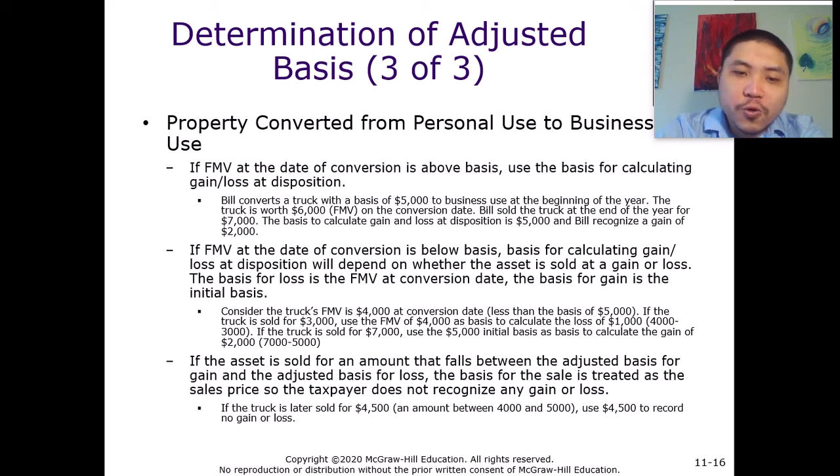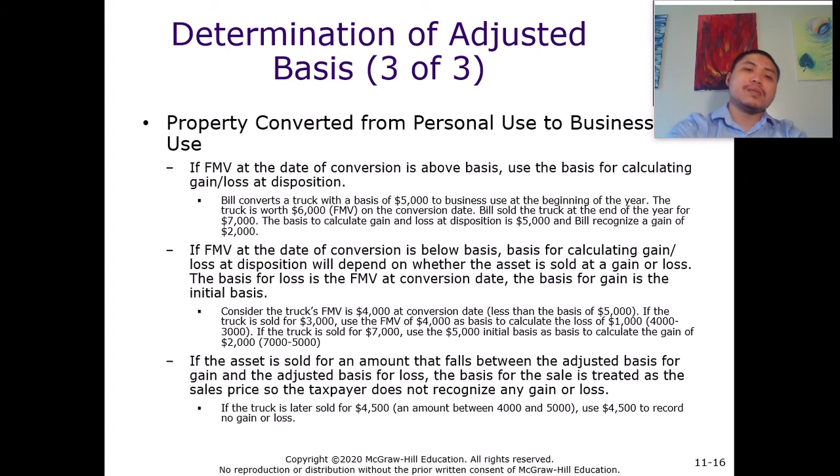So if the truck is sold for $7,000, now in this case, he's going to record the gain. Bill is going to use the $5,000 initial basis to calculate the gain of $2,000. So $7,000 minus $5,000 is going to be a $2,000 gain. So you can see if this is a loss, we use the fair market value at the conversion date. If it is a gain, we use the initial basis as the basis to calculate gain or loss. That is in the case where fair market value is smaller than the basis at the conversion date.